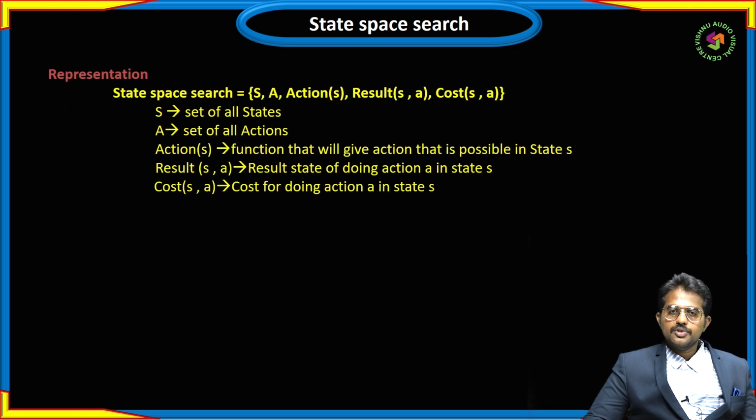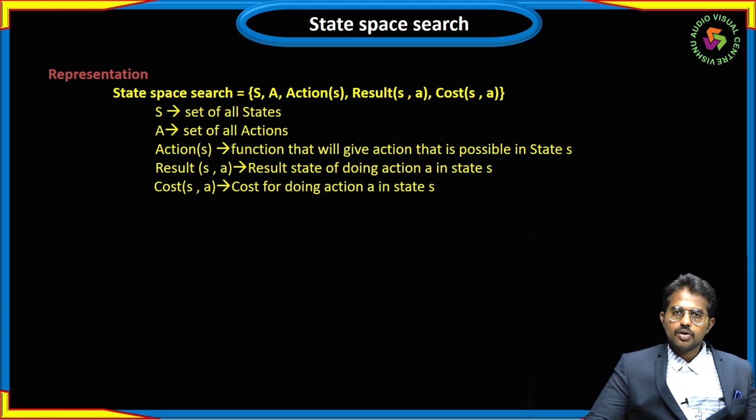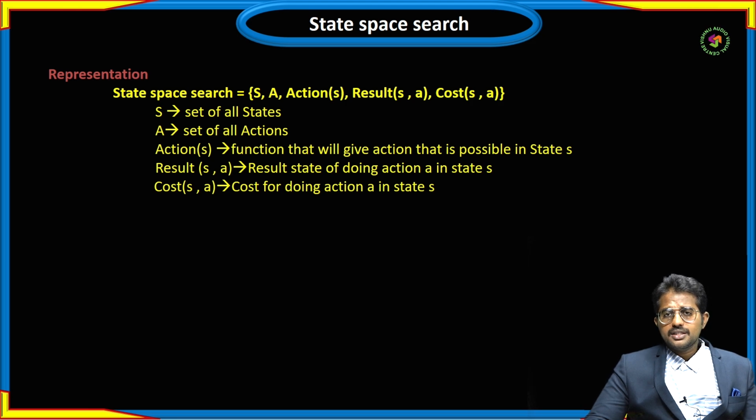State space search algorithms are represented using this mathematical notation: state space search equals S, A, action of S, result of S comma A, and cost of S comma A. Here S is the set of all the states, and these states will include the starting state, the goal state, and also various other states that are present in the particular problem domain. Whatever states are present in the problem domain will come under S.